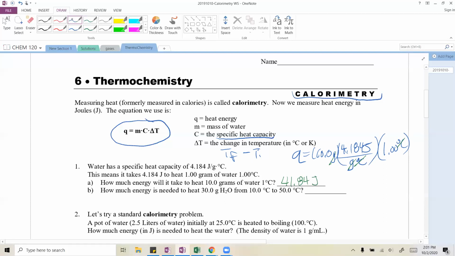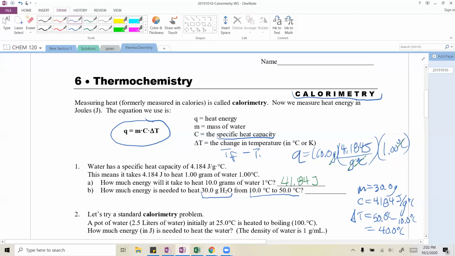Let's look at a little more involved process here. This time, we're going to find the energy needed to heat 30 grams of water from 10 degrees Celsius all the way up to 50 degrees Celsius. So we're still looking for Q, but this time our mass is going to be 30.0 grams. Our C is still the same, 4.184 joules per gram degrees Celsius, because it's still the same material. But our delta T is going to be different. So it should be our final temperature, which is the 50.0, minus our initial, which is the 10.0. And so we get a delta T of 40.0 degrees Celsius.